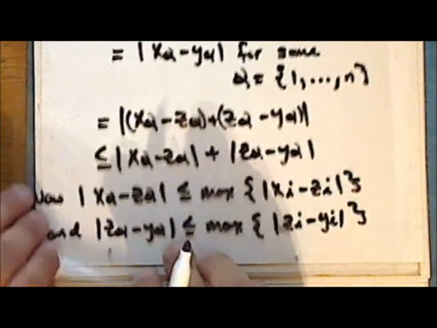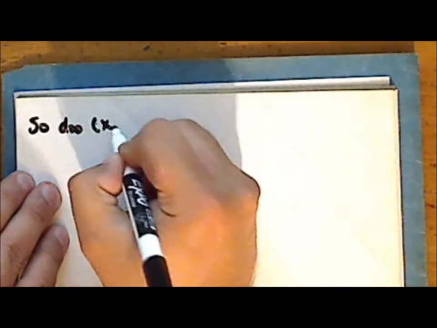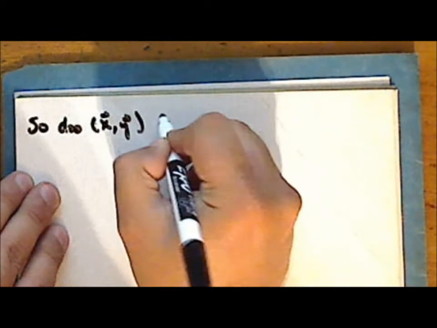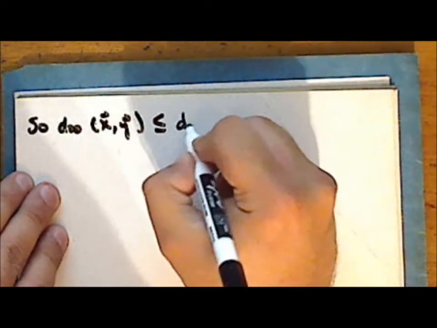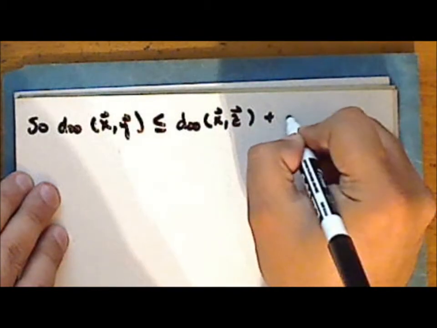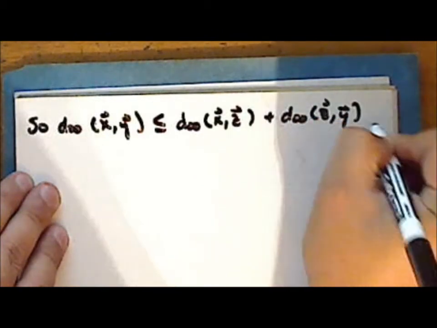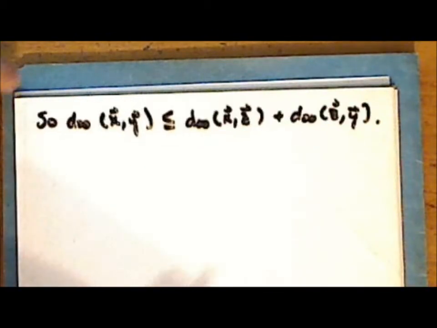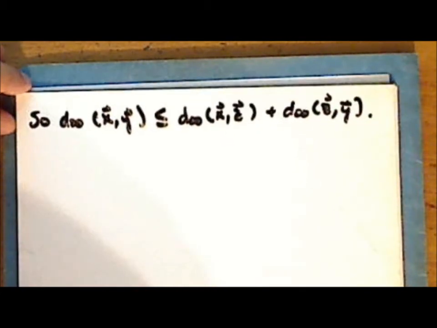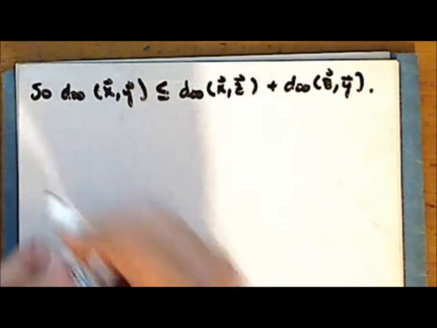And so we do in fact have that d sub infinity of x, y is less than or equal to d infinity of x, z plus d infinity of z, y. So the triangle inequality does hold, and so this is in fact a metric on finite dimensional real space, called the square metric.